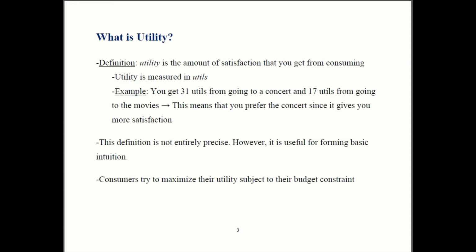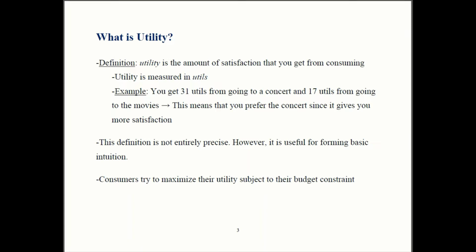Alright, so what is utility? Loosely speaking, utility is the amount of satisfaction you get from consuming. I said loosely speaking because that definition is not 100% accurate. If you're going to take intermediate micro, you might get a more exact definition. However, it is a good way to form some intuition and understanding of what's going on. So this is the definition that we'll work with in this course. The units of utility are utils.